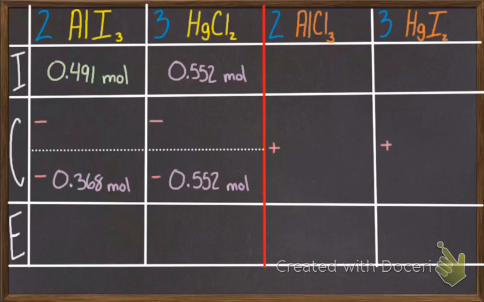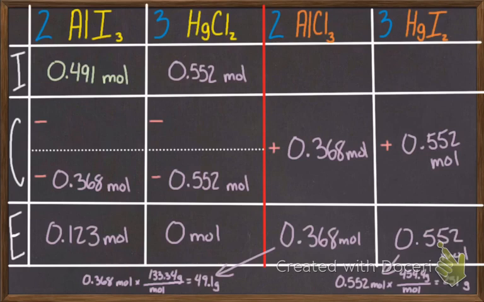And now it's just basic math at this point. Go ahead, finish filling out your ice table, take a look at your answers, and that will be it. And here is your completed ice table. You should have gotten 49.1 grams of aluminum chloride and 251 grams of mercury 2 iodide.